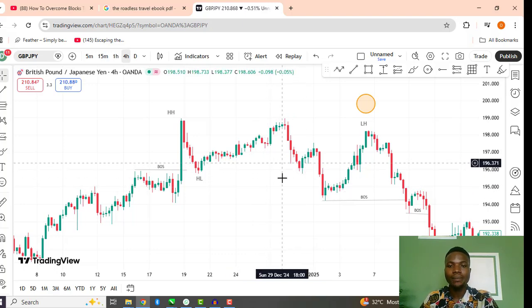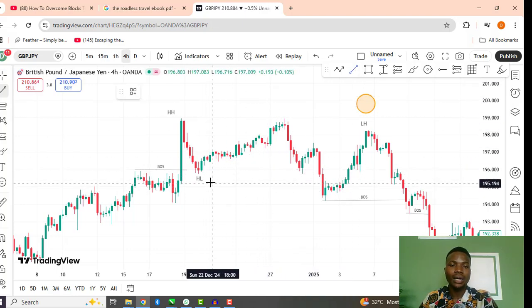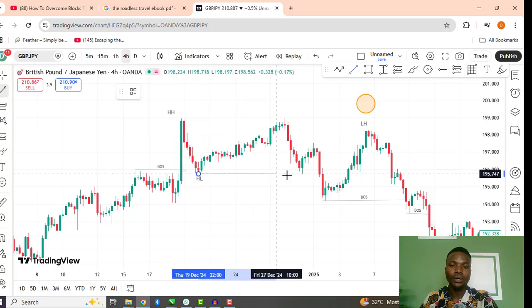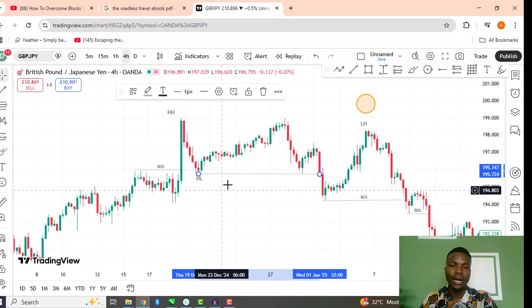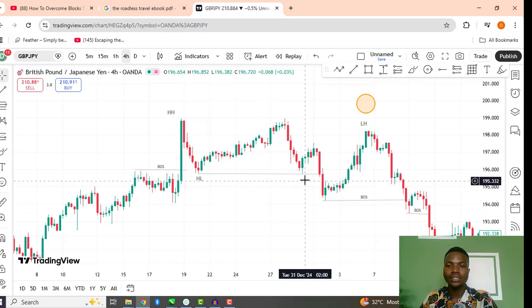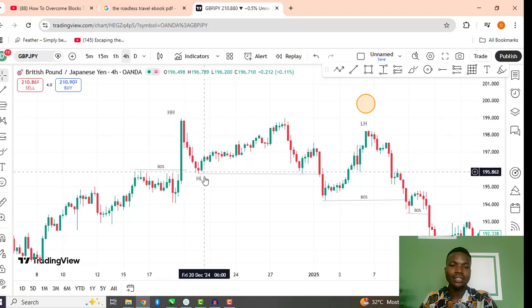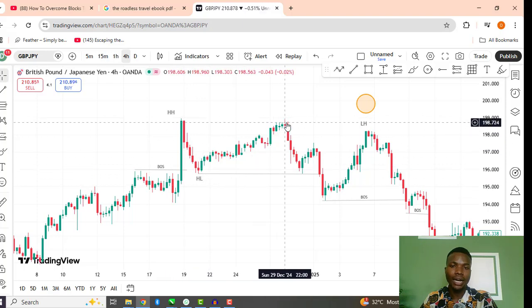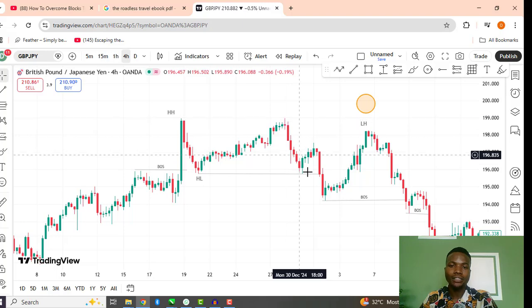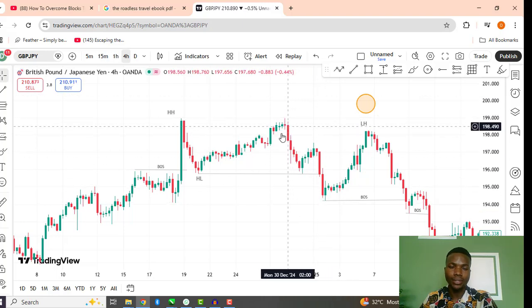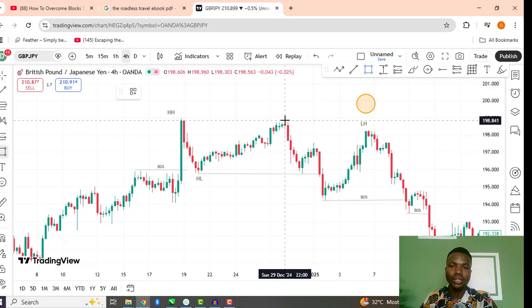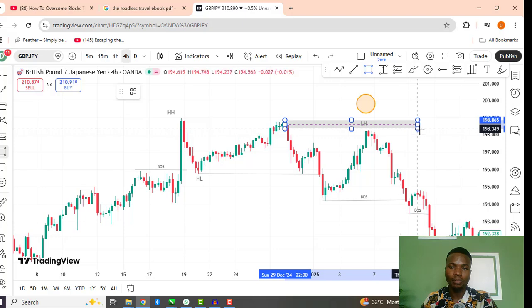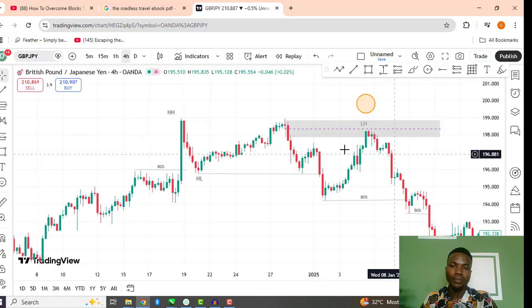So now we know that this is our last higher low. Now we need to mark out our higher low like this. So we can see that price actually creates a higher low, a new higher high up here, and this is where buyers fail to move to the upside. So it means that we have a supply zone around here.